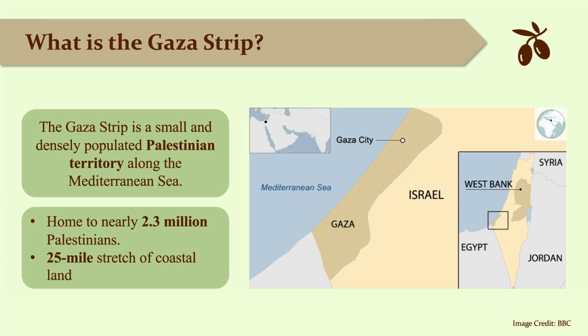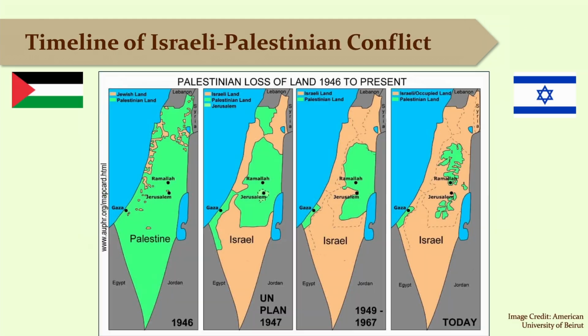So, what is the Gaza Strip? The Gaza Strip is a Palestinian territory that is bordered by Israel and Egypt. And so, looking at this map, the Palestinian territories on the right, the larger territory is known as the West Bank, and the smaller strip on the left by the Mediterranean Sea is known as the Gaza Strip. And the Gaza Strip is quite small. It's only about 25 miles long, but it is very densely populated as it has a population of around 2.3 million people. And the Gaza Strip has been the focal point of the Israeli-Palestinian conflict since around the mid-1900s.